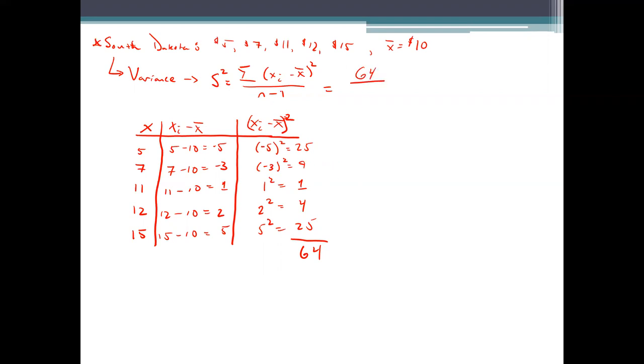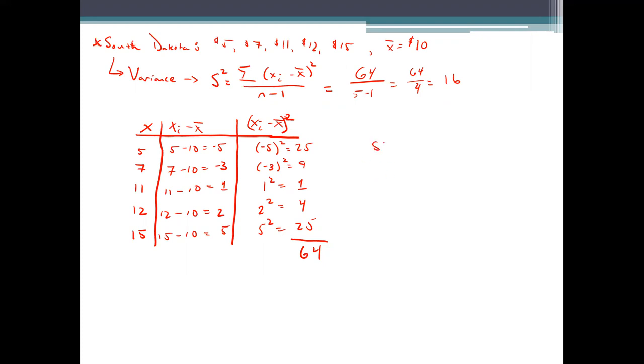Now I have to divide by n minus 1. Okay, so n is the sample size. So how many observations do I have here? 5. Yep, so it's just 5 minus 1. So it's 64 divided by 4. I think that gets you 16. So that's the variance, okay?